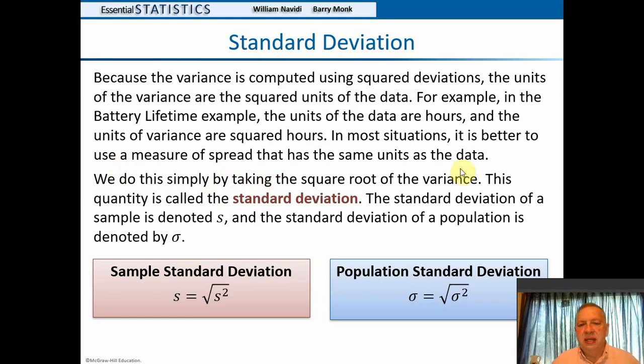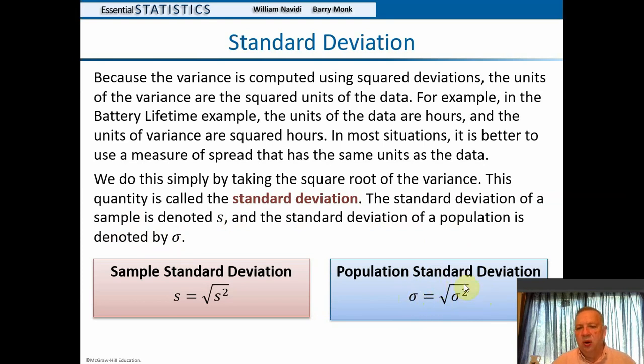We do this simply by taking the square root of the variance. This quantity is called the standard deviation. The standard deviation of a sample is denoted by s, I drop the squared, and the standard deviation of a population is denoted by sigma. So if I'm given the population variance, I can find the population standard deviation by taking the square root. And if I'm given the standard deviation and I need the variance, I just square it, multiply it times itself.